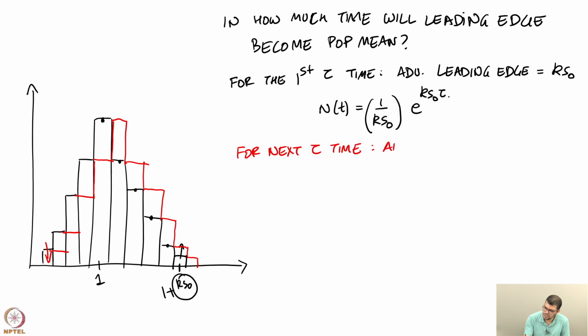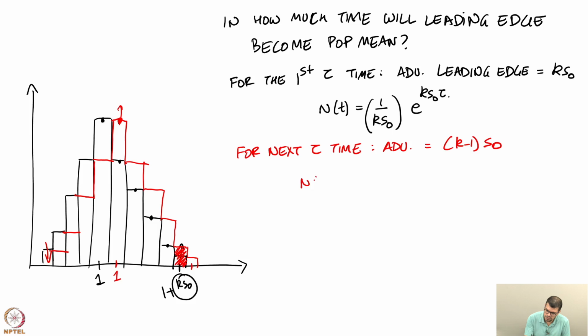remember we are asking how long it will take this to become highest in frequency, to reach this number. So, for the next tau time, what is the advantage that this has over the population mean, which has moved here? And the answer now is k minus 1 times S naught. It is no longer k times S naught, because k S naught is the advantage that the leading edge enjoys over the population mean. This genotype is no longer the leading edge now.